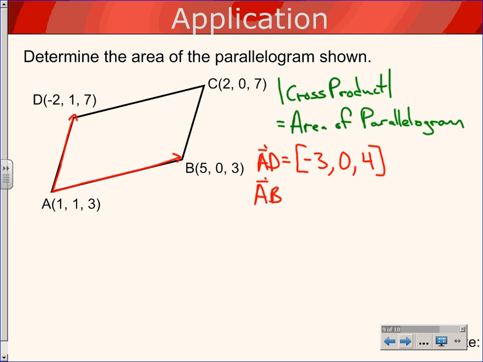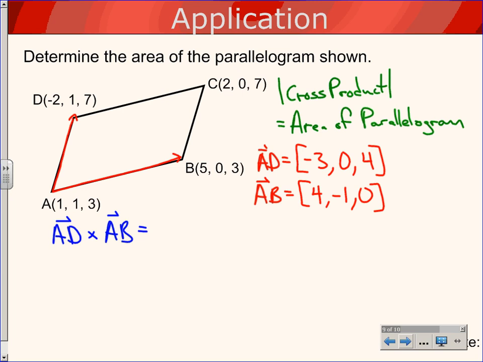And vector AB was 4, take away 1, 0. So I have vector AD and vector AB. What I need first is I need to actually calculate this cross product. So I need to know what AD cross AB is. So what is that actually equal to?